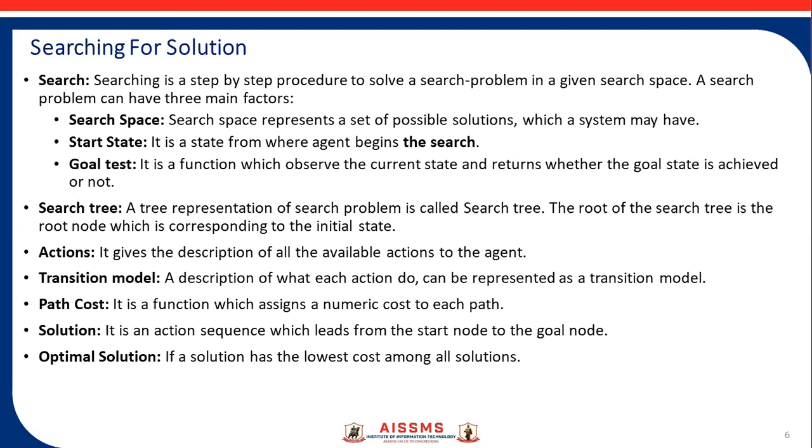Searching for solutions: the search space, start state and goal state. Searching is a step-by-step procedure to solve a search problem in a given search space. A search problem can have three main factors. The search space represents a set of possible solutions which a system may have. The start state is the state from where the agent begins the search. The goal test is a function which observes the current state and returns whether the goal state is achieved or not. Then search tree, actions, transition model, path cost, solution, optimal solution. These are the elements of searching for solutions.